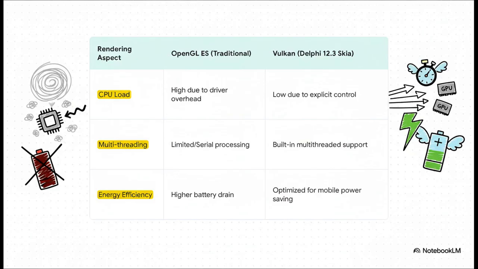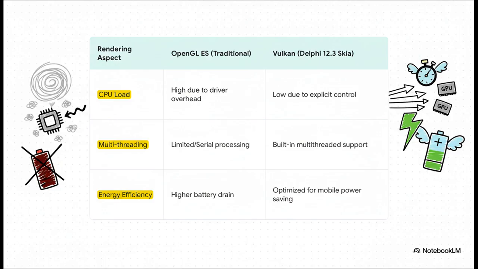Let's just look at the concrete differences this makes, especially on Android with the Skia rendering engine. Under the old OpenGL ES model, you had a high CPU load because of all this driver overhead. With Vulkan, that's much lower because the framework gets explicit control. Then there's multi-threading. OpenGL was pretty limited, mostly serial. Vulkan, on the other hand, was designed for multi-threading from the ground up. And finally, all of this translates to energy efficiency. The old way meant a higher drain on the battery, while the new way is optimized for mobile power saving. The bottom line for your users? Faster apps and longer battery life.